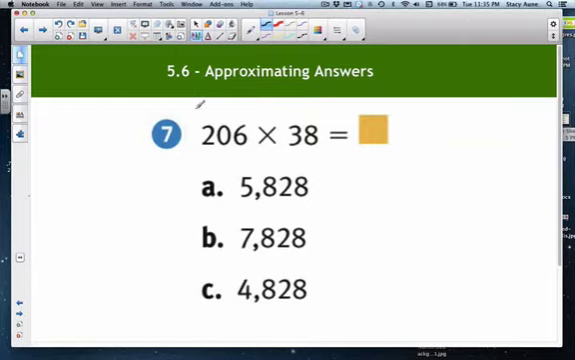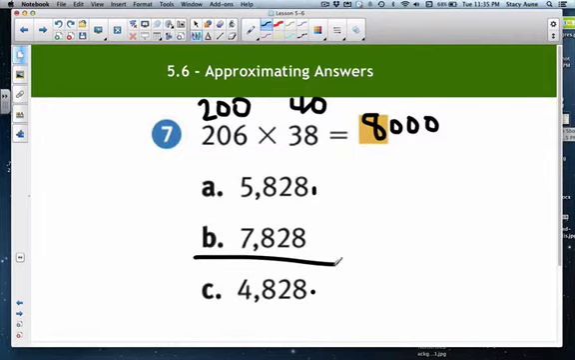All right, next example. 206, that's pretty close to 200. And 38, that's pretty close to 40. Again, if you have questions about rounding, come and see me. 2 times 4 is 8, and we've got 3 zeros at the end. So let's see which one makes the most sense. This one looks pretty low, this one looks pretty low, but this one looks just right.